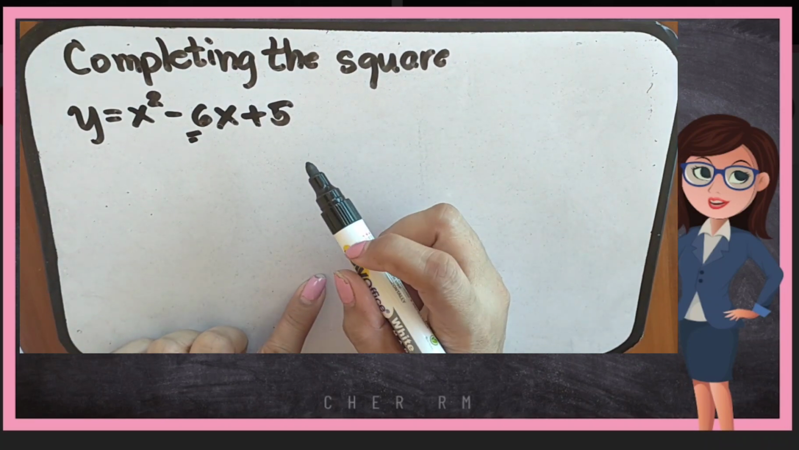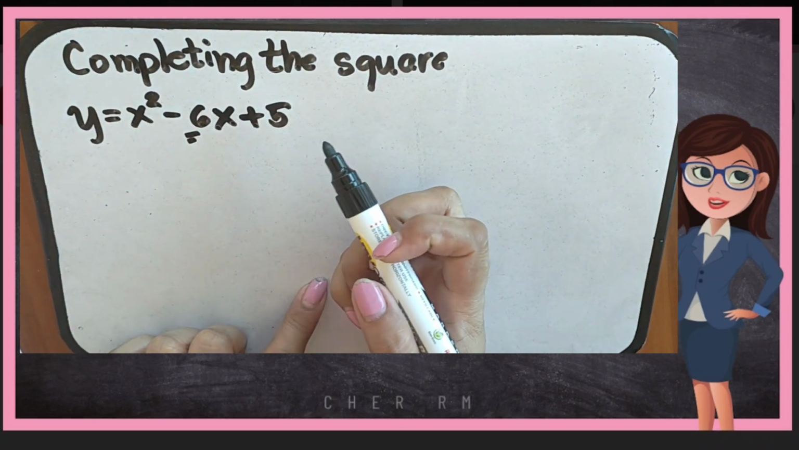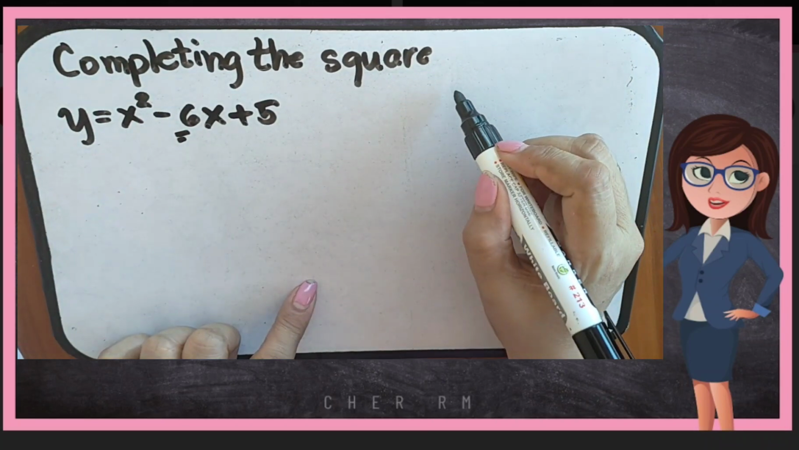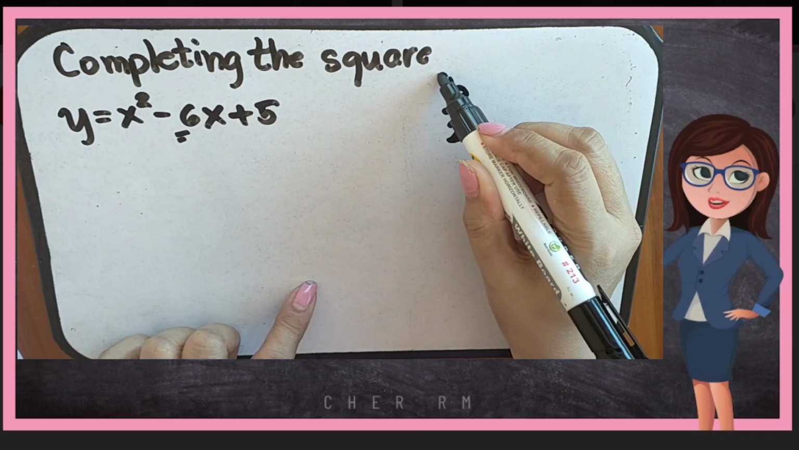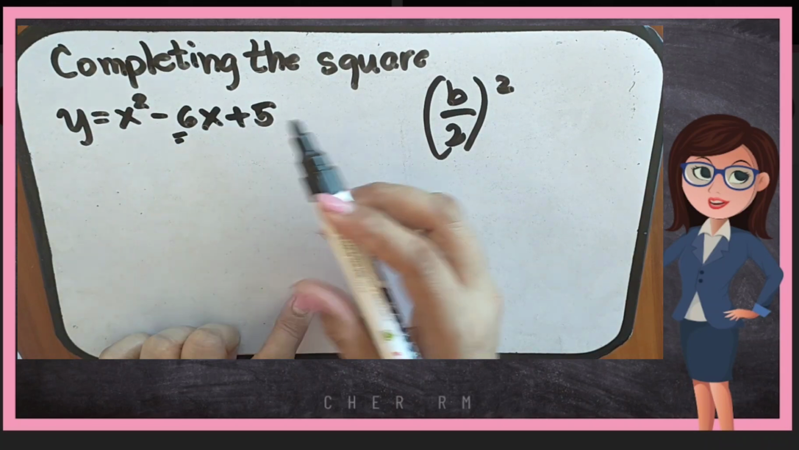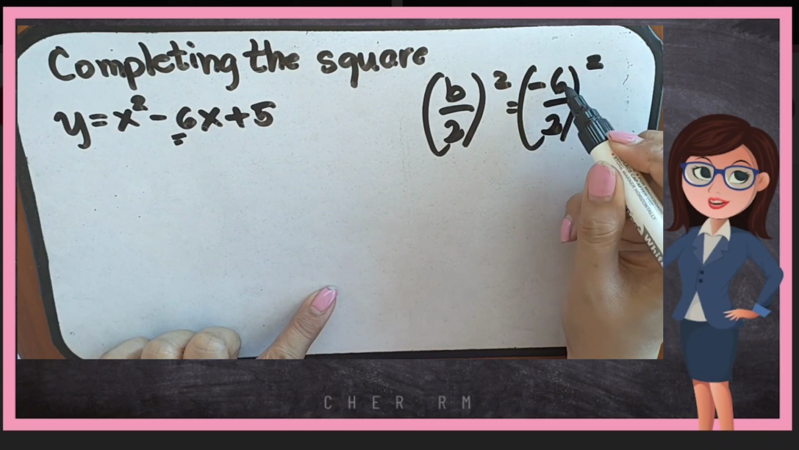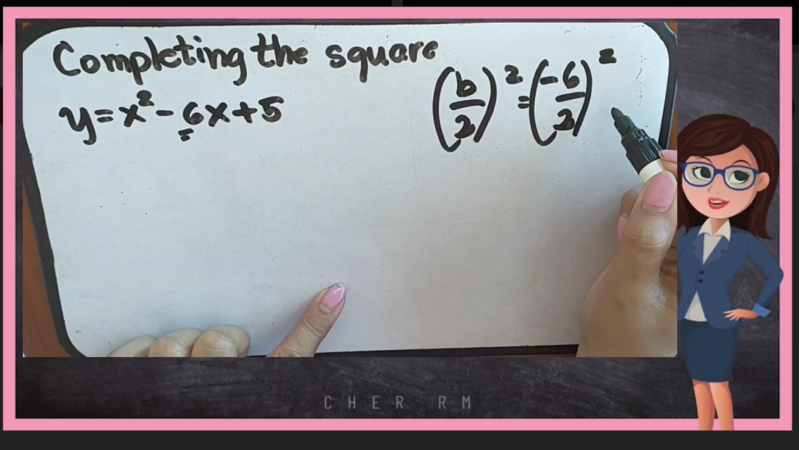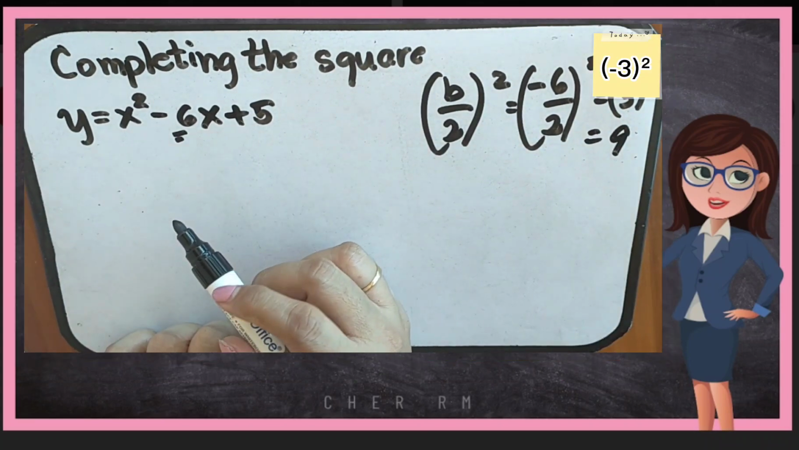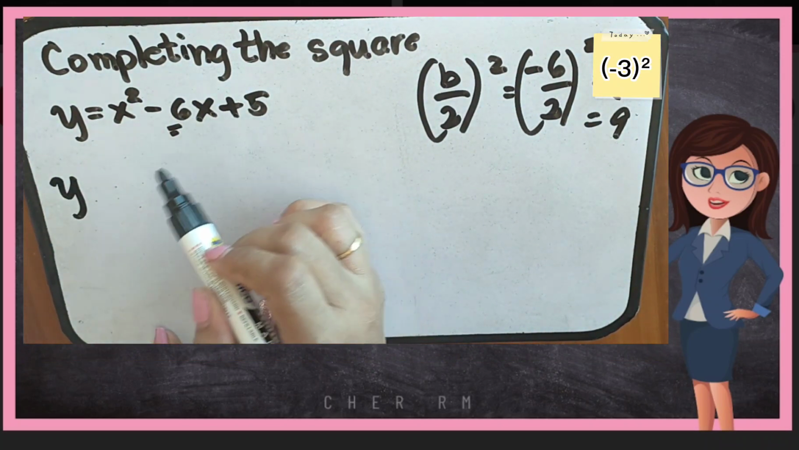Let us have another method in writing the general form of quadratic function to vertex form or standard form. Let us follow the steps of completing the square. So one of these is b over 2 squared. So let us take a look at the value of b. So we have negative 6. So let us write negative 6 over 2 squared. So negative 6 over 2 is equal to negative 3 squared, and then negative 3 squared is equal to positive 9.